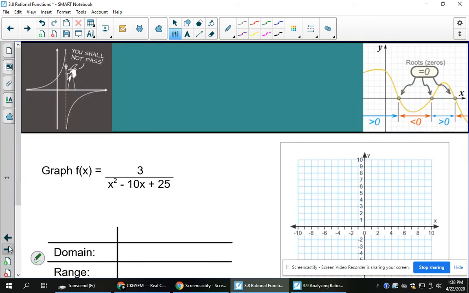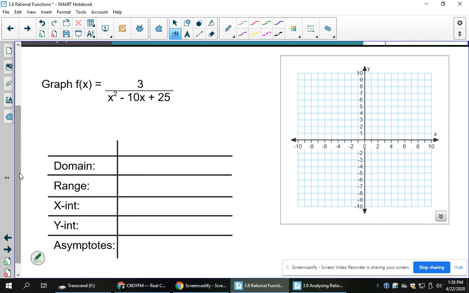All right, next example. We have 3 over x squared minus 10x plus 25. This looks different than anything we've done so far. What we've done so far has come from linear equations, and the biggest degree you've seen is a degree 1 on your x's. This has a degree 2. It comes from the reciprocal of a quadratic. So this is going to look slightly different.